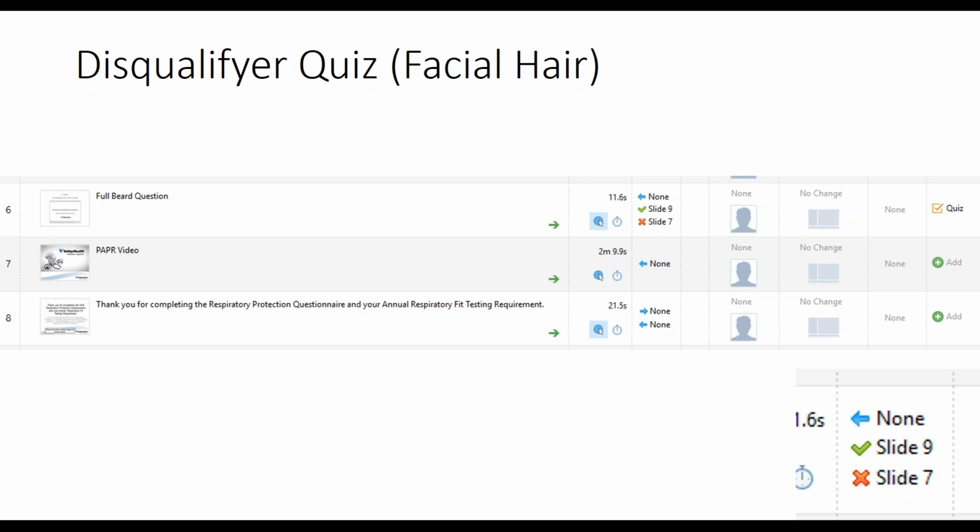If you failed it, i.e. you do have a full beard, then as you see on here at the bottom right, it would go to slide 7. Slide 7 is, let's watch the PAPR training video, and then thank you for completing the respiratory questionnaire and your annual fit testing requirement, and they're done.